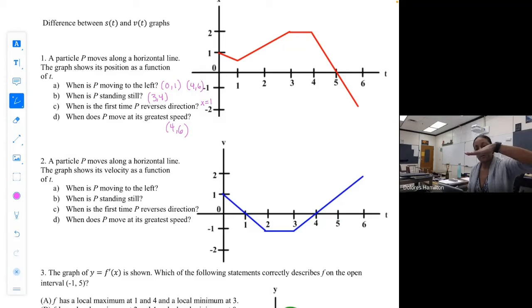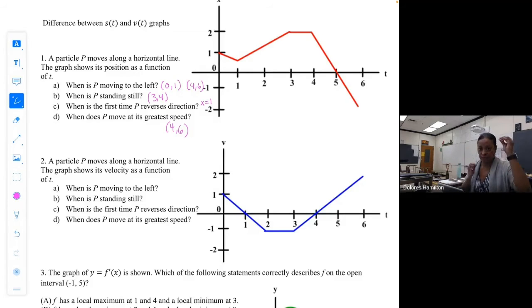Standing still, my position is going to be plateauing. First time it reverses directions, clearly x equals 1. And when is it moving at its greatest speed? That's where I'm looking at the slopes. I'm looking at the derivative of that, and I'm just looking to see which slope is the greatest. And it looks like from 4 to 6 is the greatest slope overall.